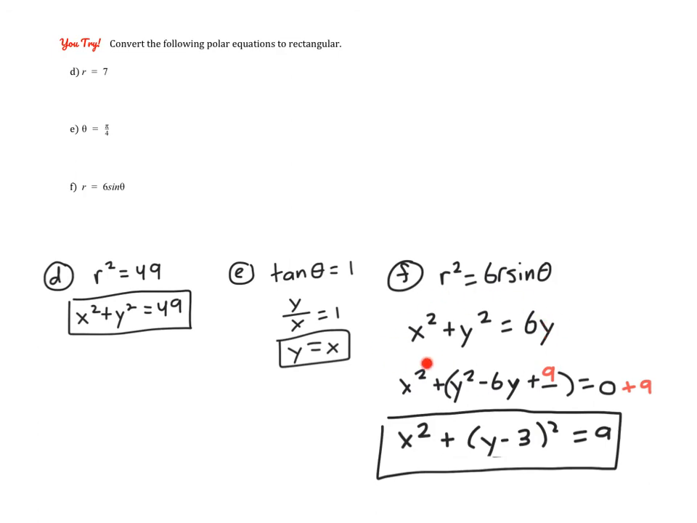Now this is a rectangular equation, but let's see if we can put it into standard form. So I see that this is probably going to be a circle. So I'm going to subtract 6y from both sides, complete the square, so I add 9 to both sides. And when I put it into standard form, I can see that this is just a circle with a center at (0, 3) and a radius of 3.